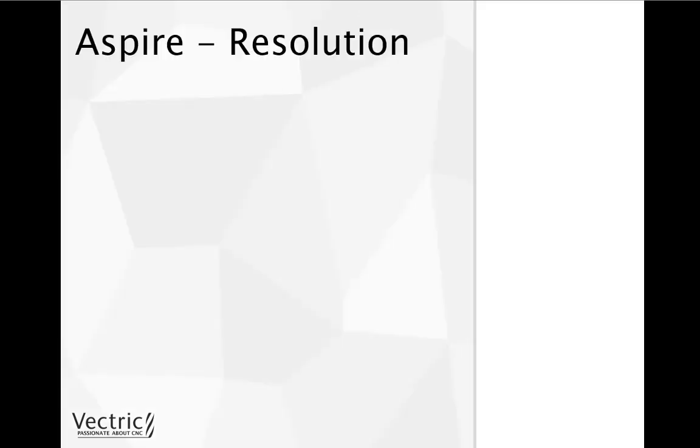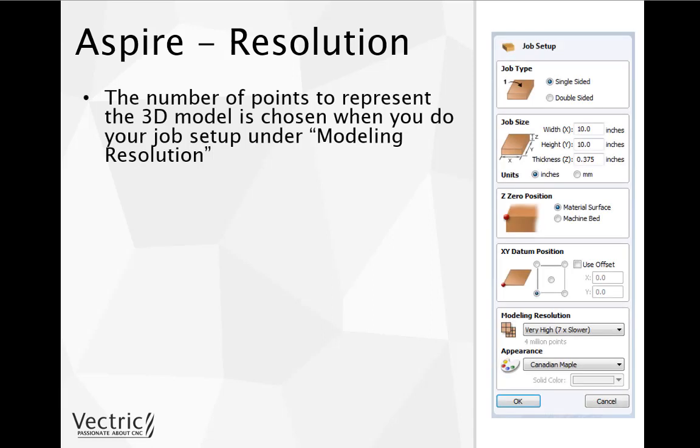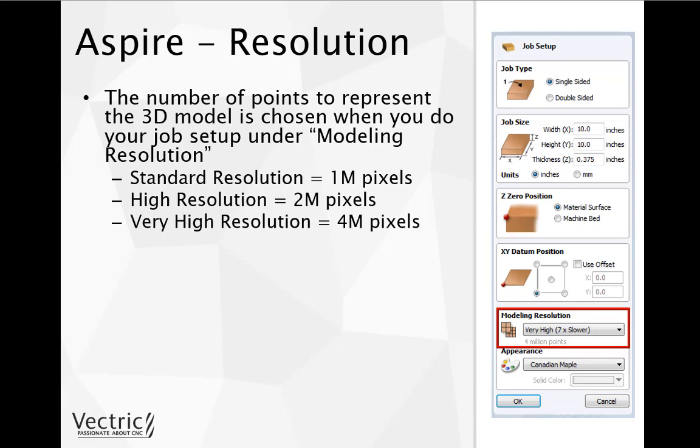The quality setting in the software is referred to as resolution. You define this when you start a new session in the job setup form under Modelling Resolution, as highlighted here. By default, we're presented with 3 options for this. First is your standard resolution, where we apply 1 million pixels over the surface of your entire work area. Then we have high resolution, which is 2 million pixels, and then very high resolution, which is 4 million pixels over the surface of your entire work area.